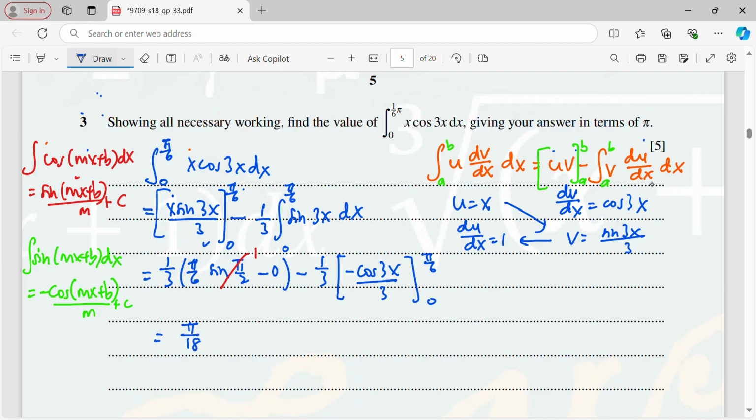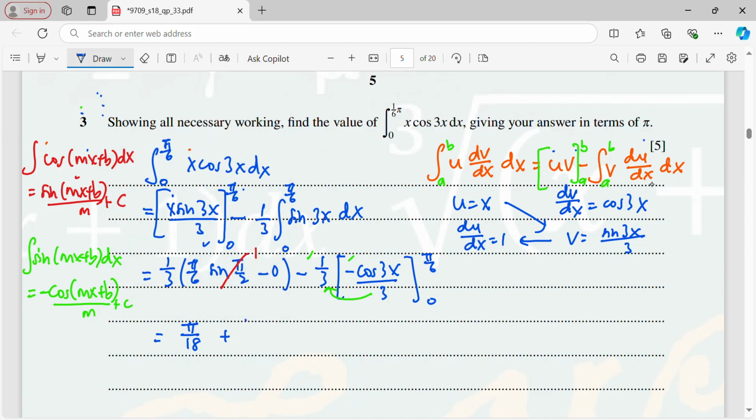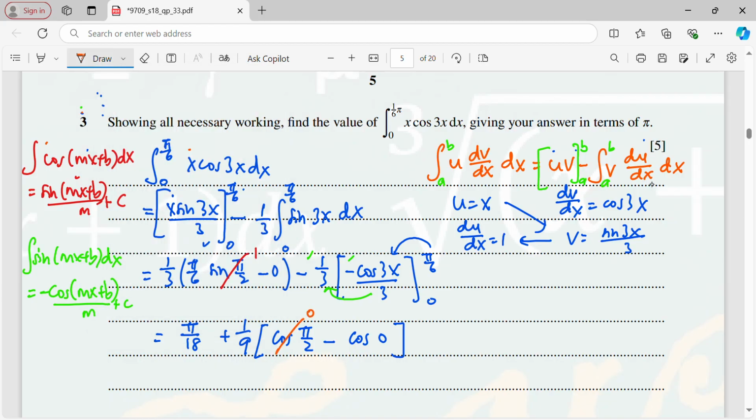Then, now, look at here. This minus becomes plus. This 3 I move out, that is 1 over 9. Therefore, it is plus 1 over 9. Then after that, substitute the pi over 6 into the x. So I will get cos 3 pi over 6, which is pi over 2. Then minus when the x is replaced by 0. So you are getting cos 0. So now cos pi over 2 is basically 0, but cos 0 is 1.